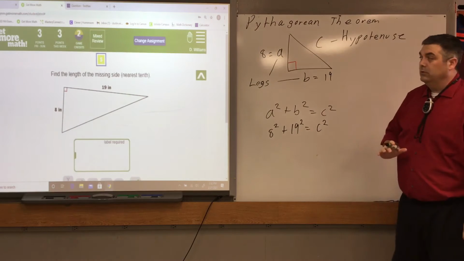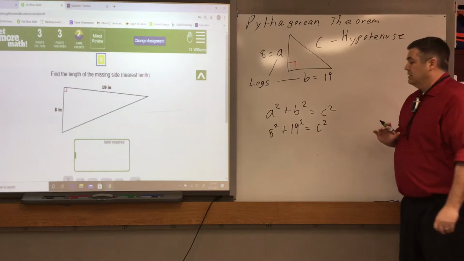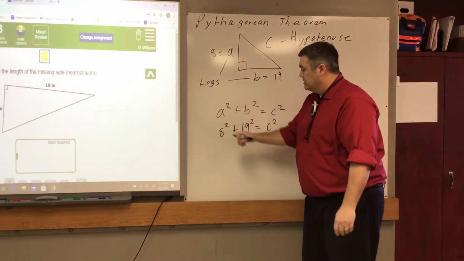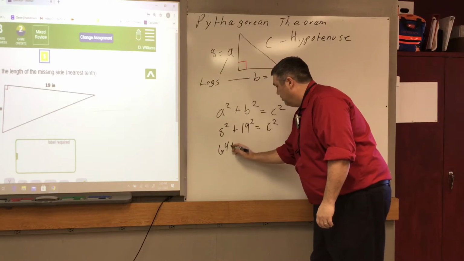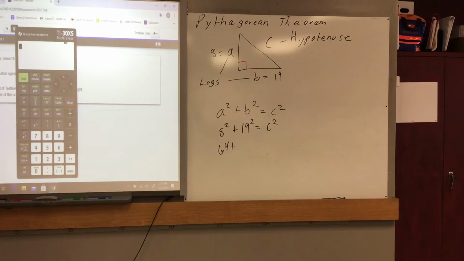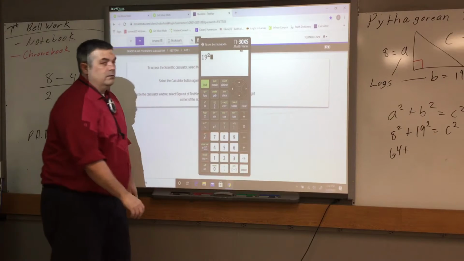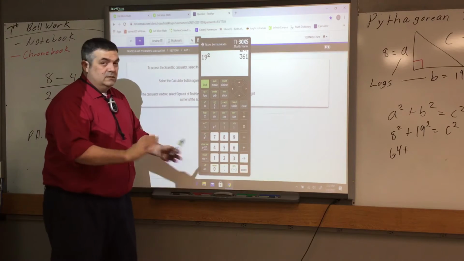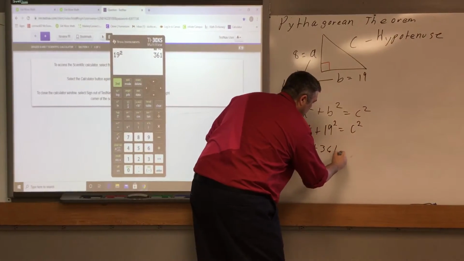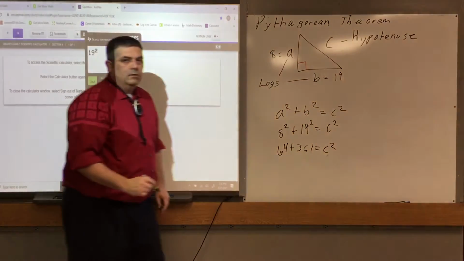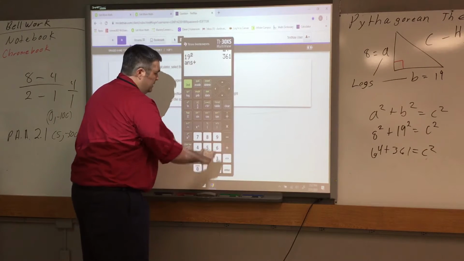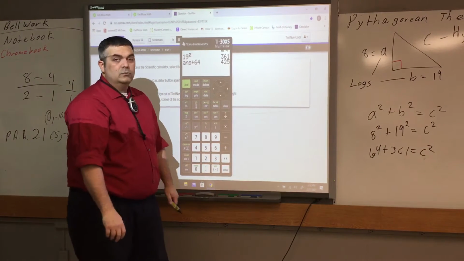Guys, I am totally going to use a calculator on this because it makes it easier. First, we know 8 squared is 64, but I don't know what 19 squared is, so I'm going to do that on the calculator. It's exactly like what we've been doing. 19 squared is 361. Now I need to add those two together: 361 plus 64 is 425.